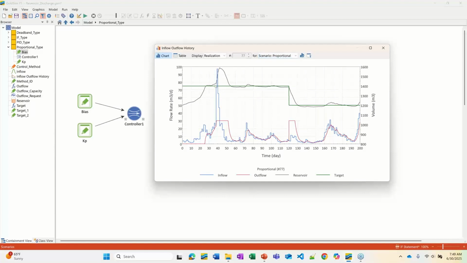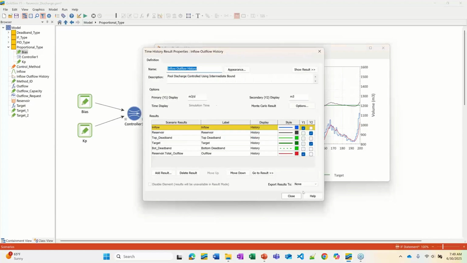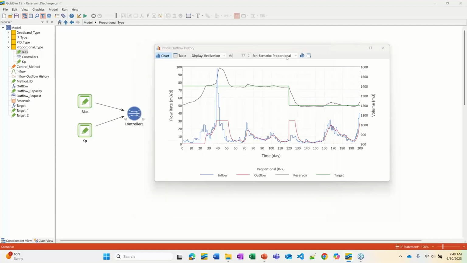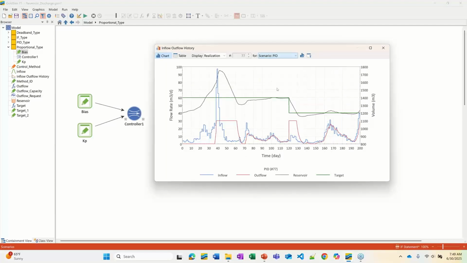Okay, and you also see it might rise significantly above, and that is a function of the capacity in our controller. It has a cap. All right. Okay, so let's go to the next one, PID.